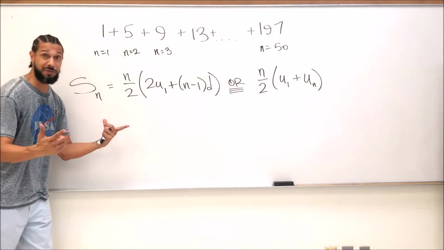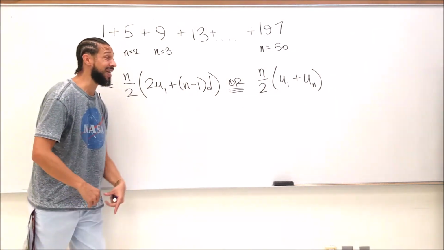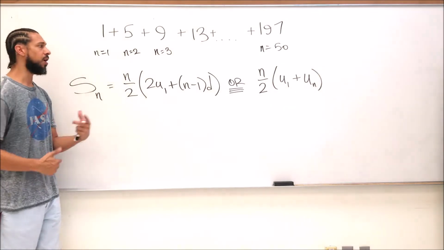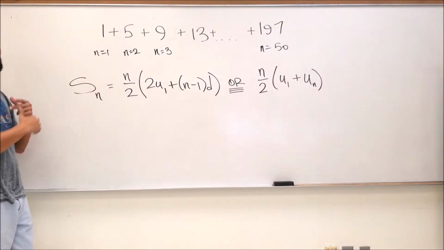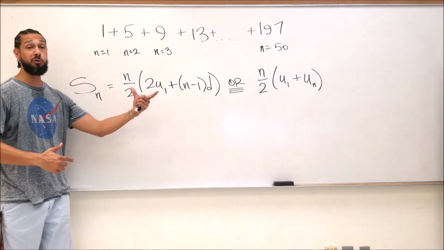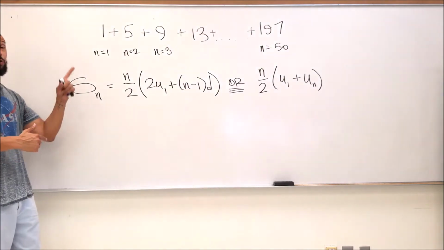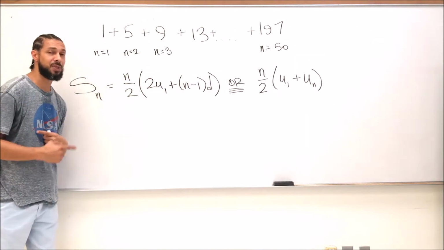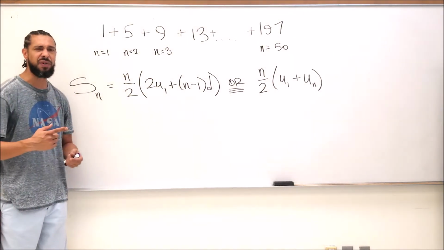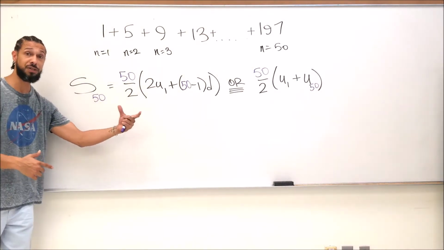Luckily for us, there are two different formulas for us to use to calculate the sum of this sequence of numbers. Depending on the information that's given to you in the problem, choose the appropriate formula. So let's talk. If I want to know the sum of the first 50 terms of this sequence, let's change n to 50. So I went ahead and changed every n to 50.